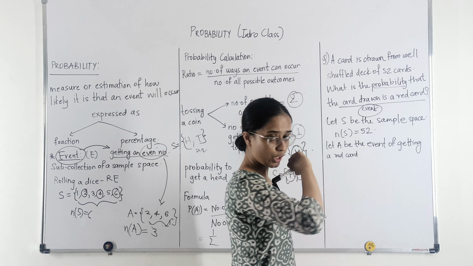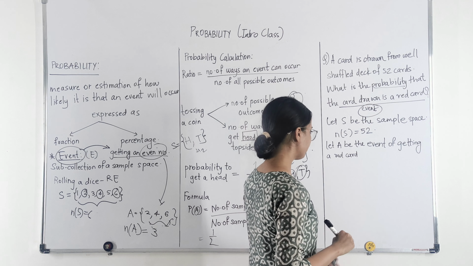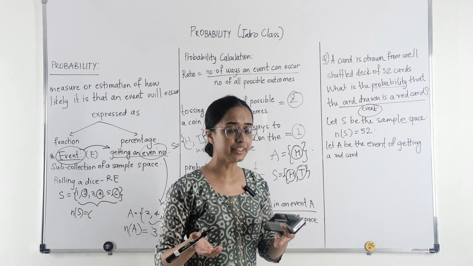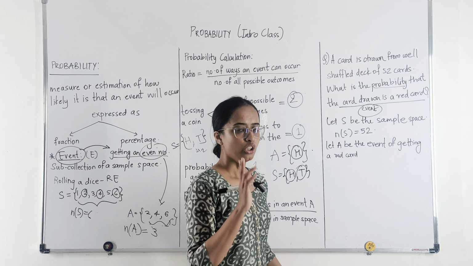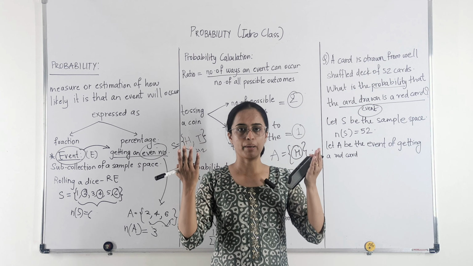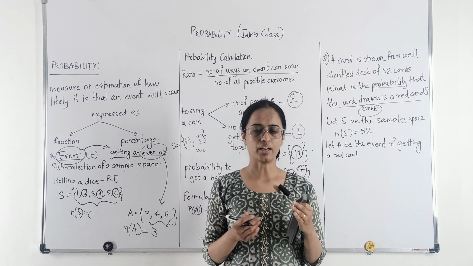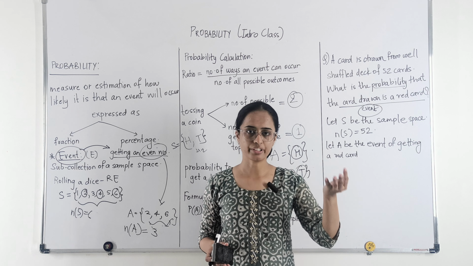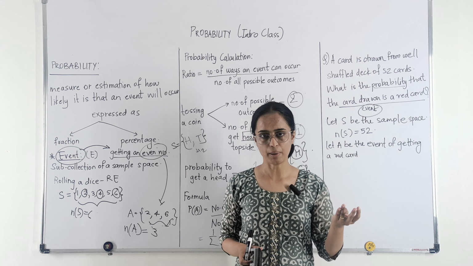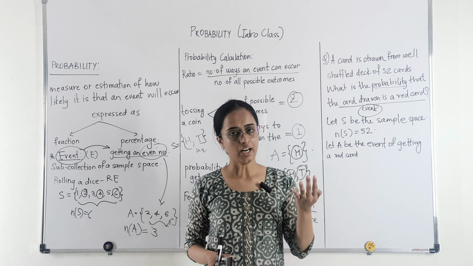Of getting or drawing a red card. Now you have to first see how many outcomes are possible in this event A. So red cards, when you try to remember the suits that are there in a deck of cards, we have spade, we have club, we have diamond and we have heart, out of which spade and club are black and diamond and heart are red in color.